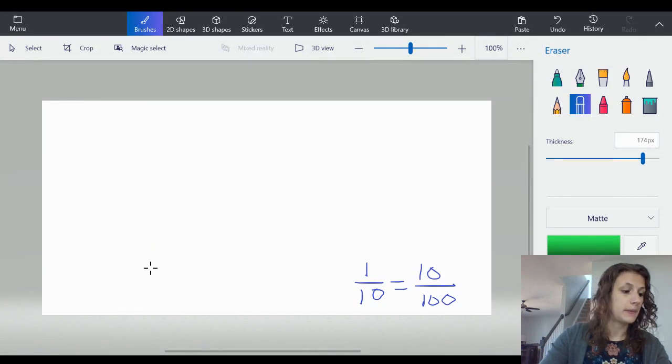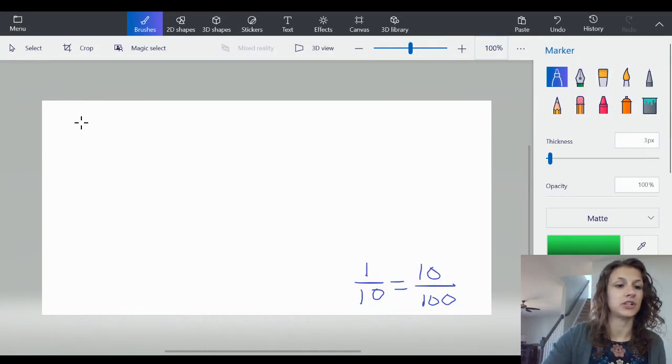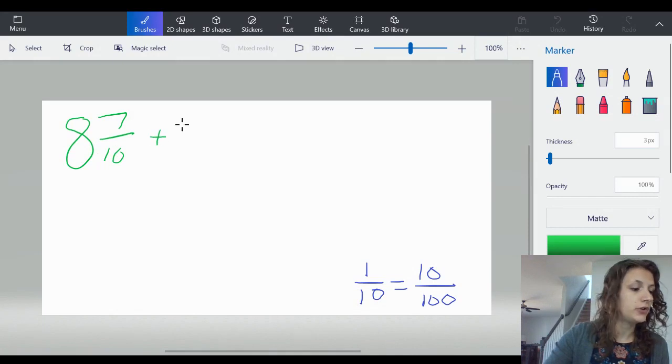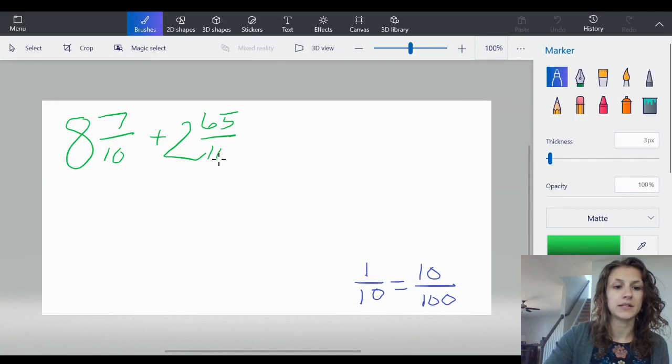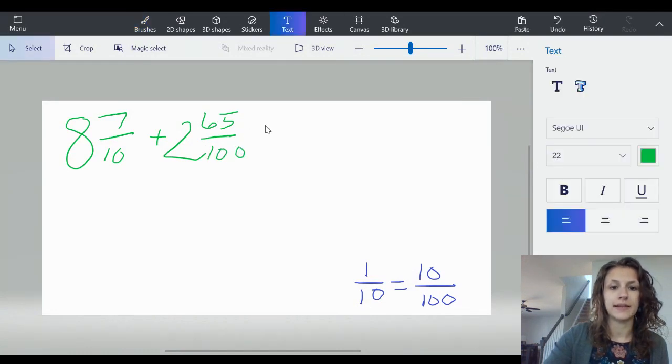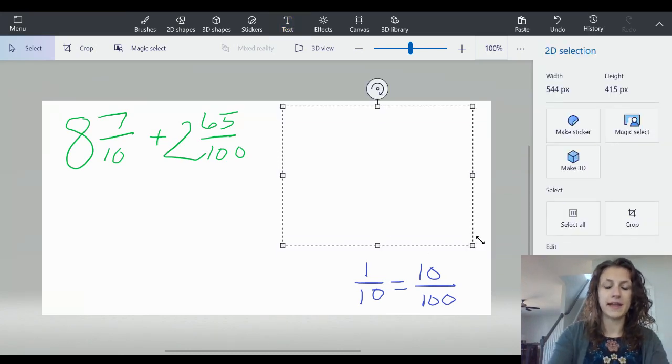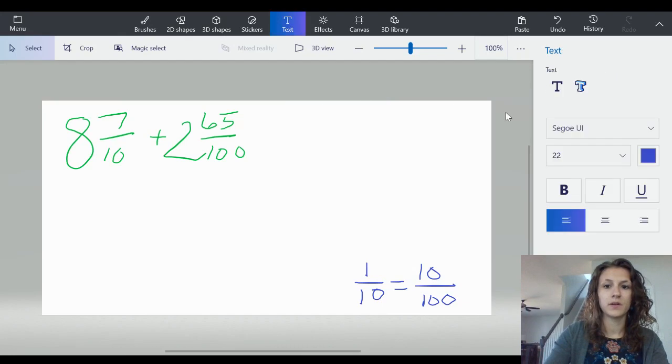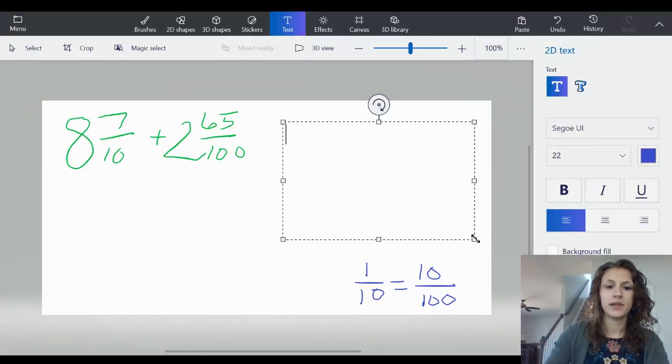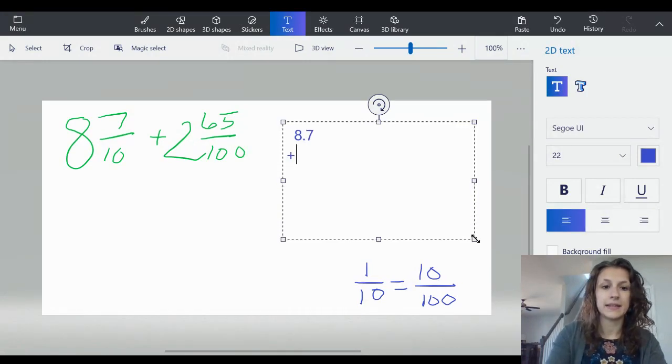All right, let's try a couple more. Let's start by writing this one as a fraction, and then let's go ahead and change it right to decimals. So I have 8 and 7/10, and I want to add that to my 2 and 65/100. All right, let's go ahead and write them as our decimals. All right, so I have my 8 and 7/10. Oh, wrong thing. Here we go. I have my 8 and 7/10, and I'm adding to that my 2 and my 65/100.